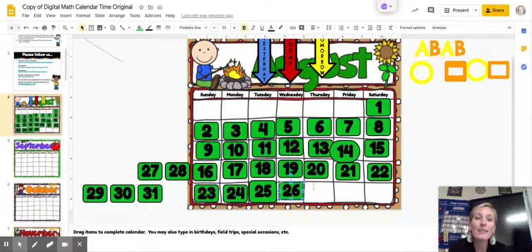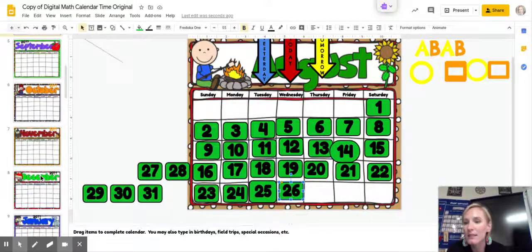Okay. So today is Wednesday, August 26th, 2020. So let's go ahead and put that.